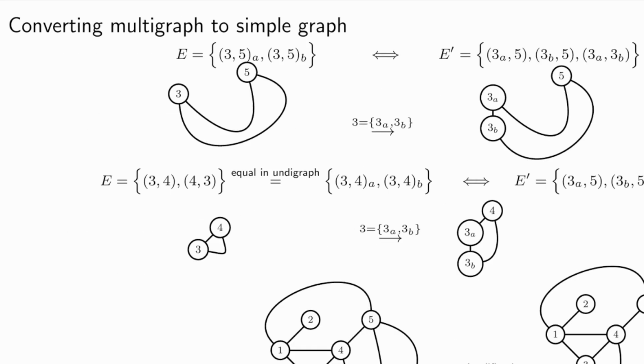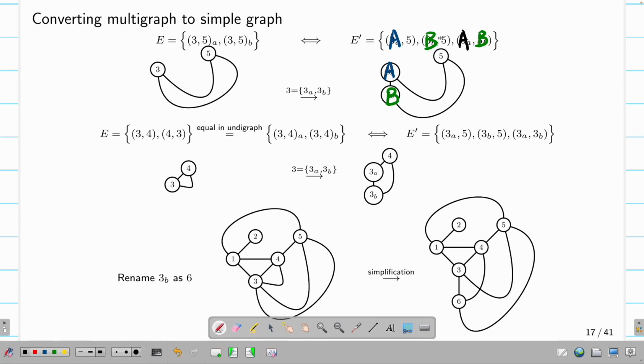So how do you convert from multi-graph to simple graph? (3, 5A) and (3, 5B) is the same as what? You add nodes called 3A and 3B, and then you create a connection between 3A and 5, and between 3B and 5. And then what's next? We can always change the name, right? So I can change this 3A to A, and then I can also change this 3B to B. Then this is the same as having a new graph, but now with new labels, A and B, and 5.